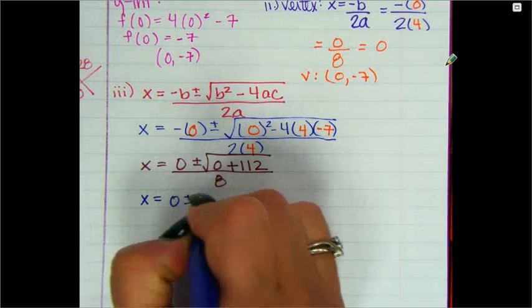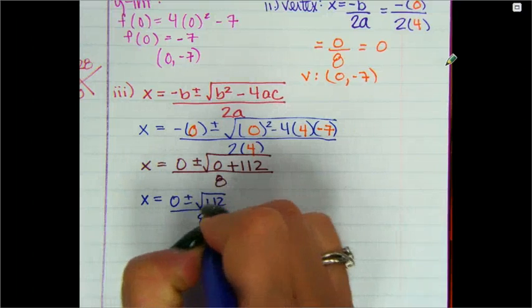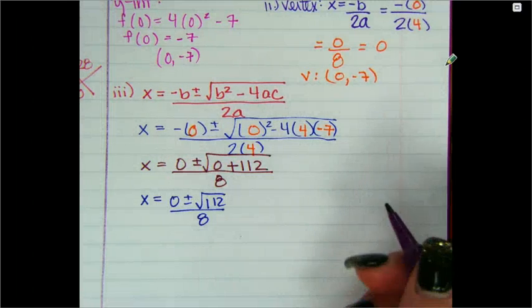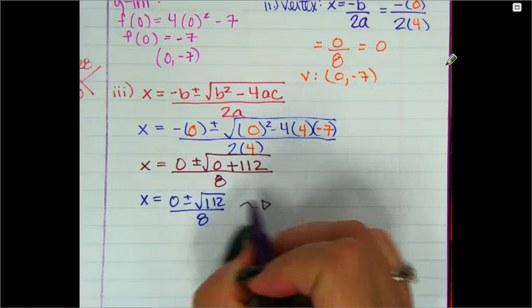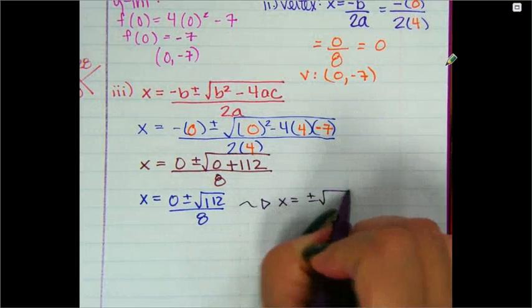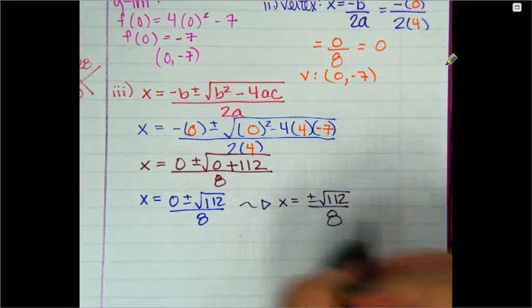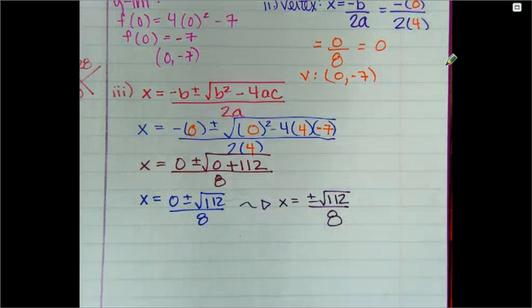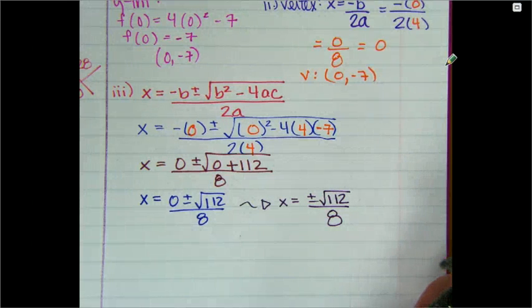So 0 plus or minus radical 112 over 8. What am I going to do now? Do I need the 0? Nope. I know it's x equals plus or minus radical 112 over 8. We're going to do simplify radical form first before we do a decimal, because I want to make sure you know what to do. How do you simplify 112?